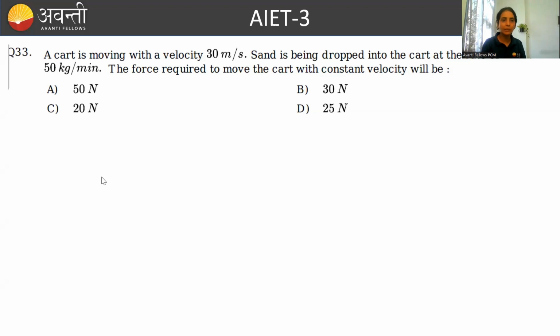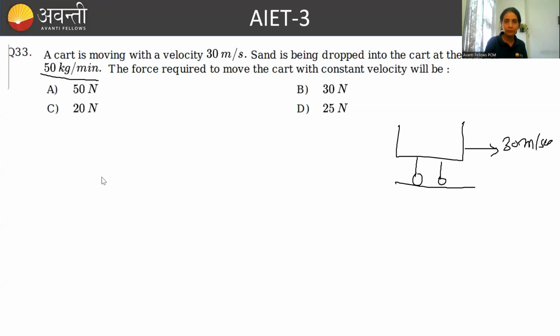So what's the question now? A cart is moving with a velocity of 30 meter per second. Sand is being dropped into the cart at the rate of 50 kg per minute. The force required to move the cart with constant velocity. So there is a cart and our aim is to let it move with constant velocity, that is 30 meter per second. But what is happening? We are adding more mass into it. So what will happen if you're adding more mass to it?